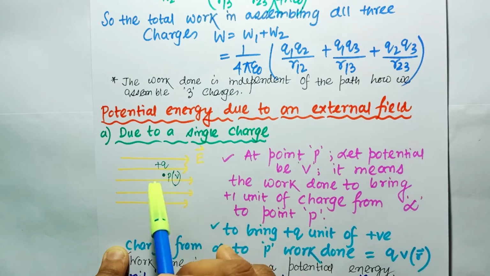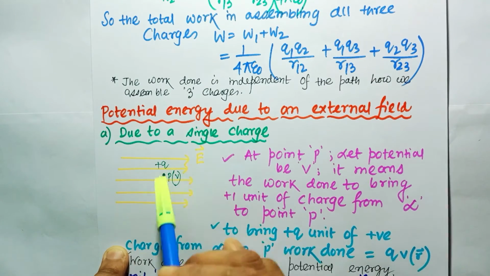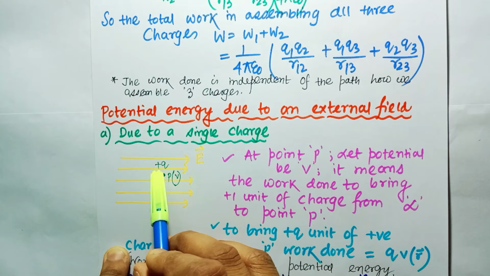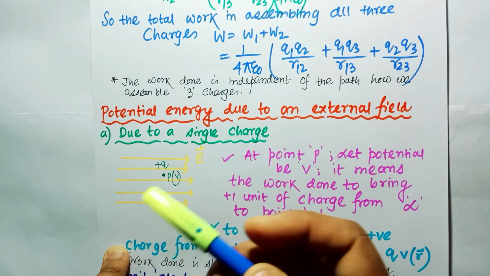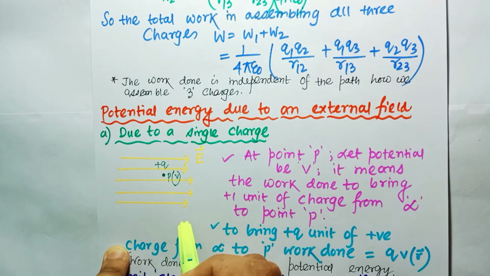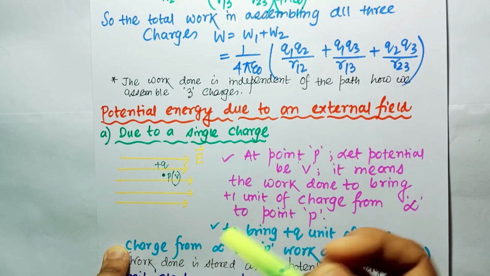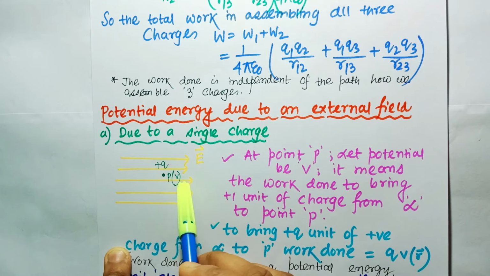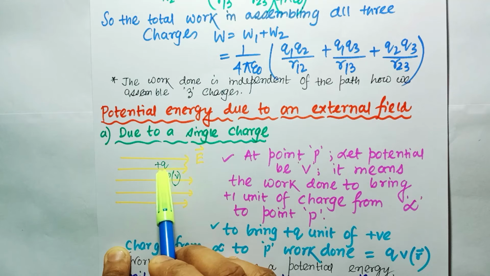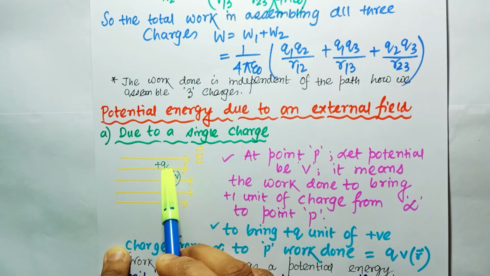So the electric field is not being generated by this plus Q charge. There is some source of the electric field, known or unknown, and the test charge will not affect the source charge. We have discussed this before. It means the test charge plus Q is very small. We have chosen that the test charge plus Q is very small.